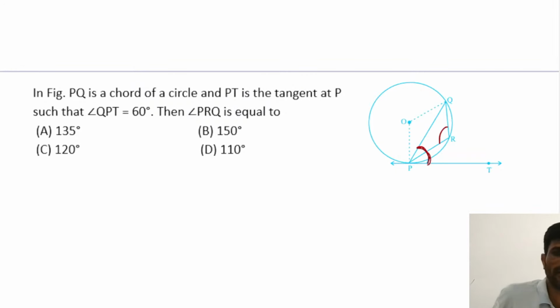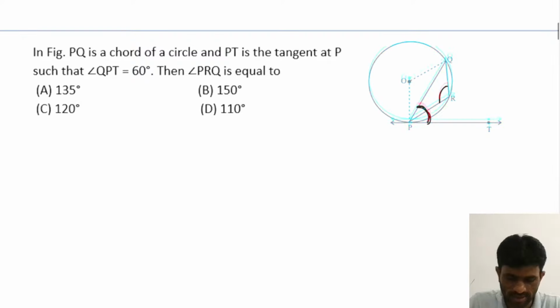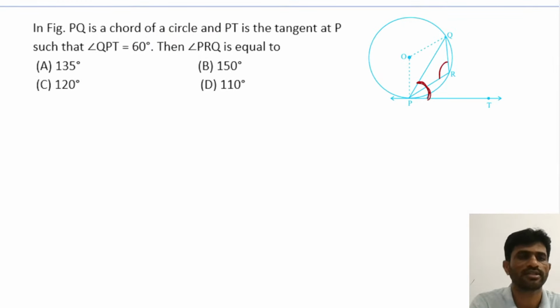Sir, total is 180. Yes, correct. Okay, now let's discuss this. What Smarna answered is correct. Here in the question, you have to find PRQ. But before finding PRQ, let's see what we know.